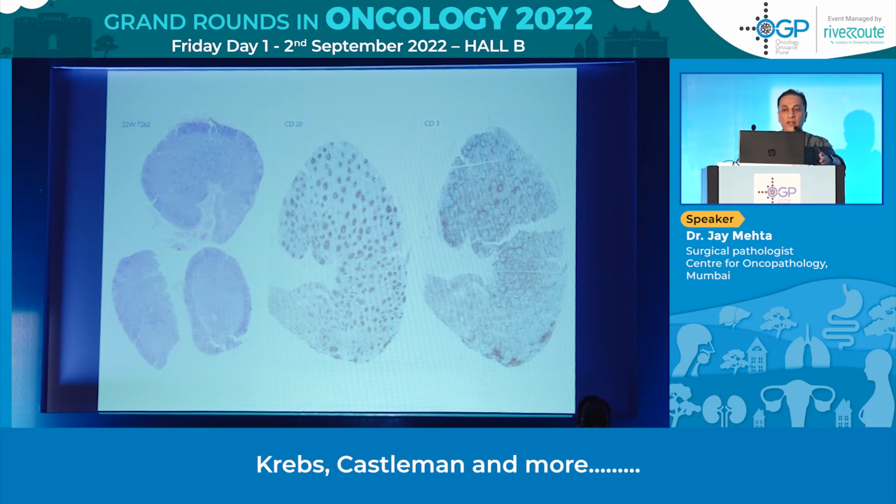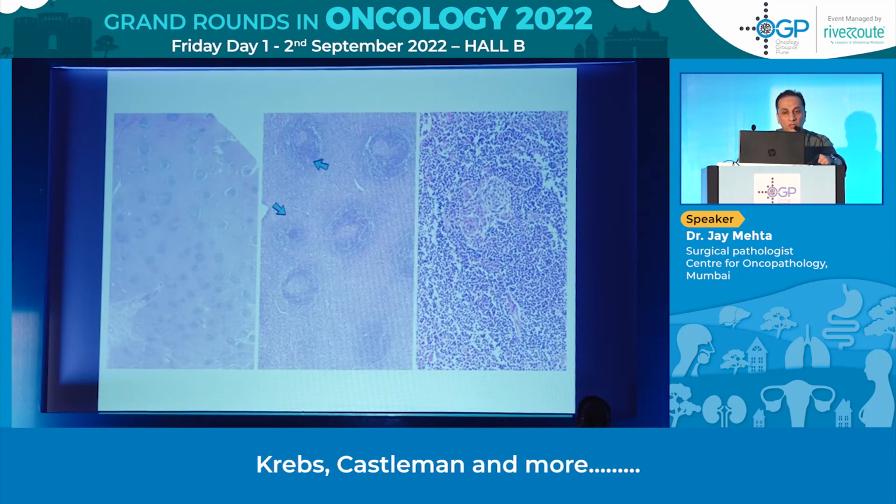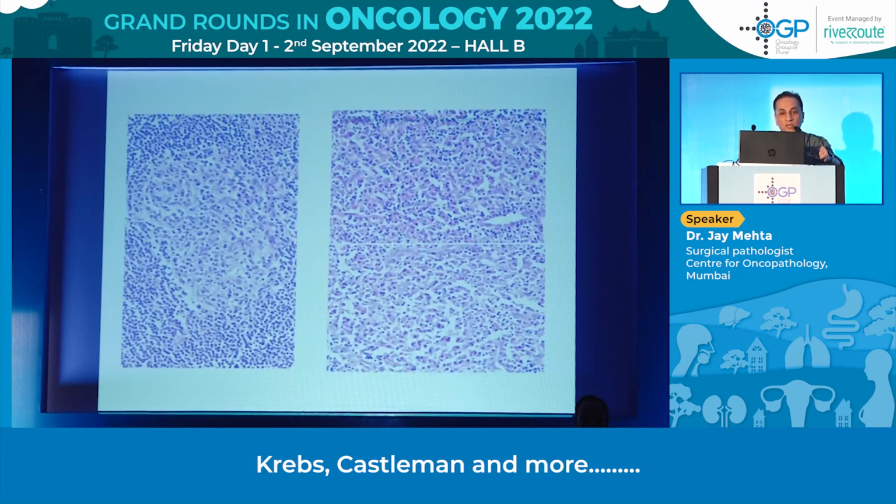You can again see the CD20 and the CD3. And what this also showed was a mixed pattern of hyaline vascular and a plasma cell pattern. But also there is a very important feature of twinning of the lymphoid follicle here, which means that the mantle is lost and both the germinal centers come together. That's a very typical feature that you see in hyaline vascular Castleman disease.